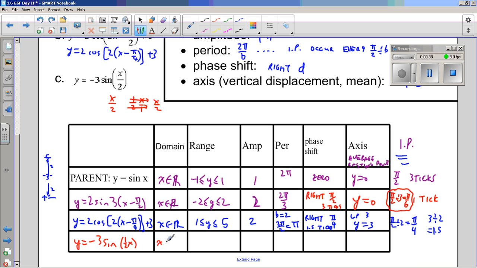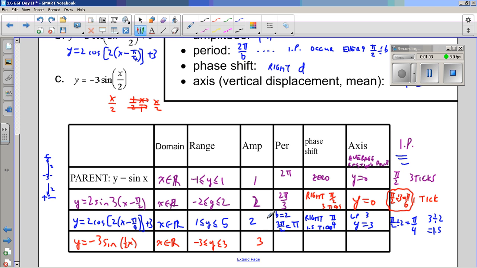Domain, boring. It's always real numbers for sine and cos functions, even if they're transformed. Range. Well, I haven't moved it up at all. No move up. Just I have an amplitude of 3. So that means it goes from 0 to 3 and negative 3.